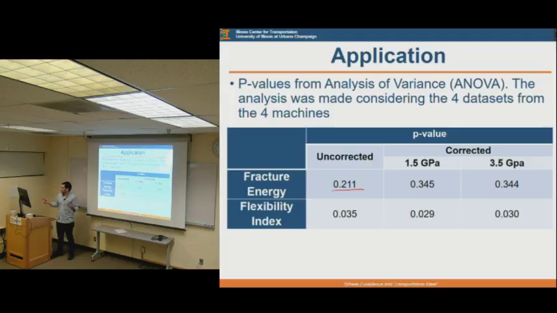You see an increase in the p-value, which is telling you that you're increasing the confidence that your samples are coming from the same data set. But when you look at the p-value of the flexibility index, you see a slight decrease, which is strange, but still it's bigger than 0.05. So it's still showing you that they're coming from the same set. It is telling you that you haven't really changed the test results with these machine compliance factors.